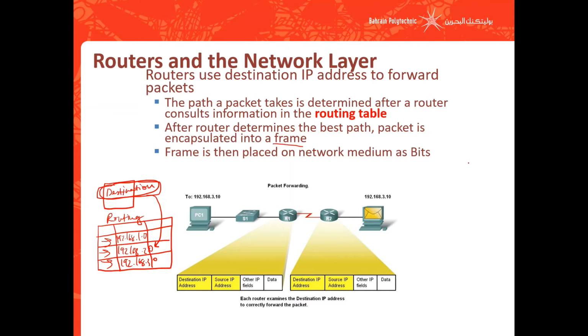If you remember this thing, it is segment, packet, frame, and then bits. So if we were looking at the packet, and it wants to now move on to the network, it needs to be converted to a frame. Then after the frame, it needs to be converted to bits to travel across the network. So after packet, it's converted to frame, and then from frame, it's converted to bits, and the frame is placed on the network medium as bits.